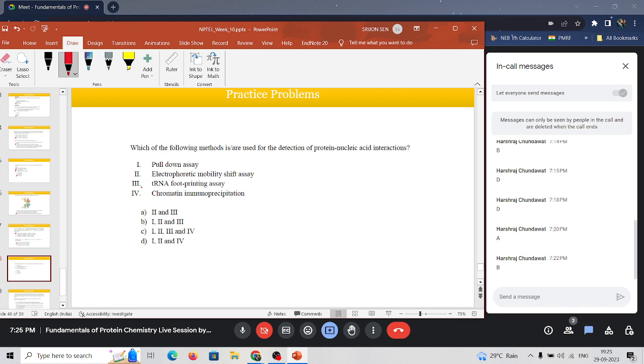What about the chromatin immunoprecipitation? Chromatin immunoprecipitation is an antibody based technology used to selectively enrich specific DNA binding proteins along with the DNA targets. But what about the tRNA footprinting assay? Can it be used to detect protein nucleic acid interactions?